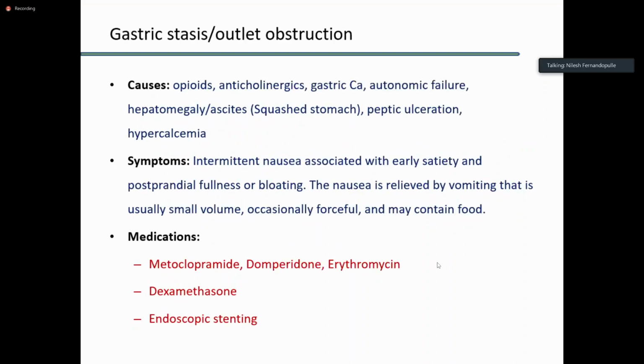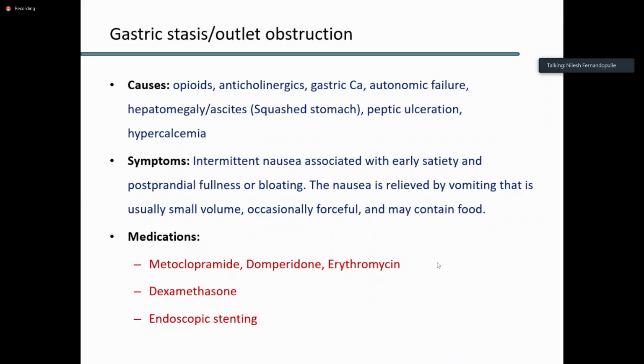If you think of a patient with obstructive symptoms, the obstruction may be due to opioids, maybe due to alcohol, maybe a drug-related stasis obstruction, or maybe a cancer in the pylorus which is causing obstruction, autonomic failure, or an organomegaly which is squashing the stomach so that the stomach is unable to empty. Maybe peptic ulcer, hypercalcemia, all these things cause stomach emptying to be impaired. Those people will complain of intermittent nausea. They'll have early satiety. Because their stomach is obstructed, they feel full quickly. So they'll feel full after eating quickly and they'll feel bloated.